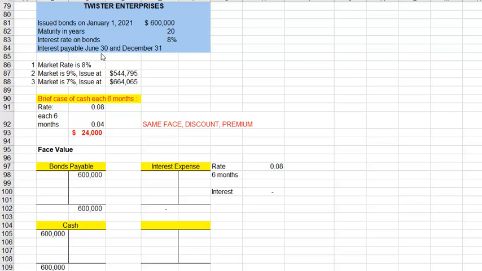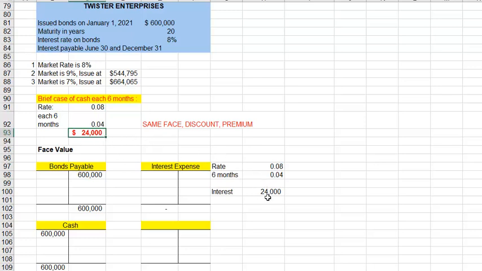Let's do our first interest payment on June 30th. Our rate that we're using is the market rate. The market rate is 8%. We are using it every 6 months. Don't forget to divide that market rate by 2, so 4%. Our interest is being calculated here for us as the bond payable balance times our 4%, or $24,000. How much are we paying in our briefcase of cash? It is the same, $24,000.